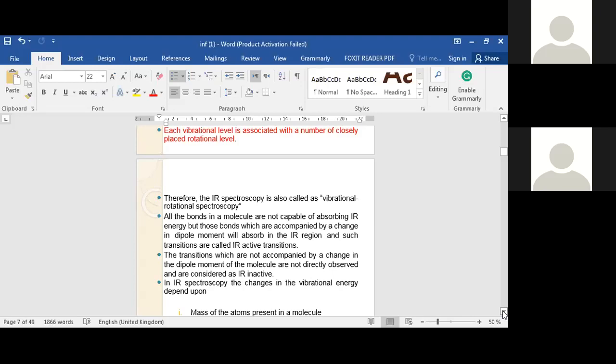So the transitions which are not accompanied by a change in the dipole moment of the molecule are not directly absorbed. Not directly absorbed and are considered as IR inactive.